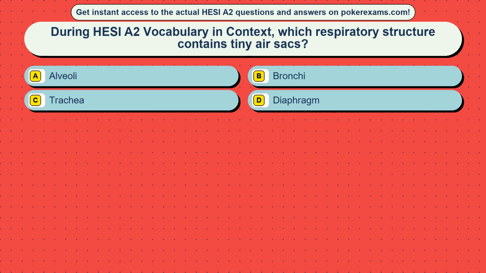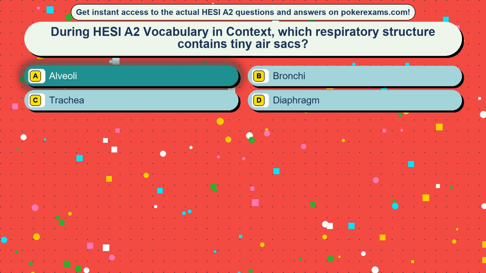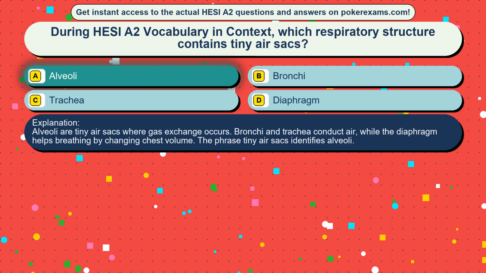Question 41. During HESI A2 vocabulary in context, which respiratory structure contains tiny sacs? Option A, alveoli. Option B, bronchi. Option C, trachea. Option D, diaphragm. The correct answer is option A, alveoli. Alveoli are tiny air sacs where gas exchange occurs. Bronchi and trachea conduct air, while the diaphragm helps breathing by changing chest volume. The phrase tiny air sacs identifies alveoli.